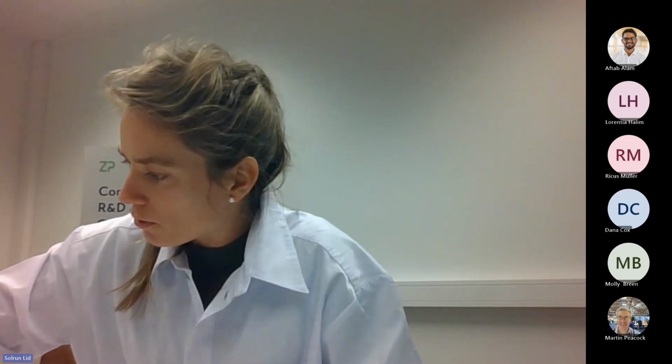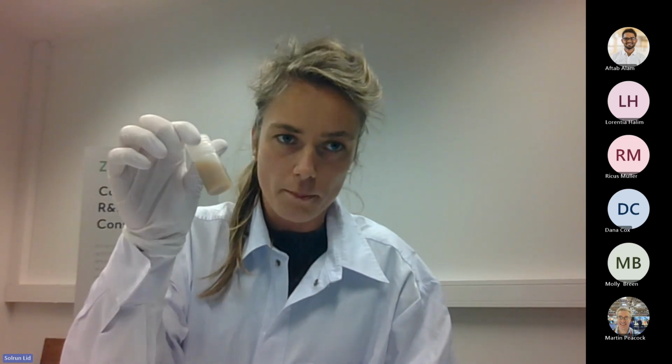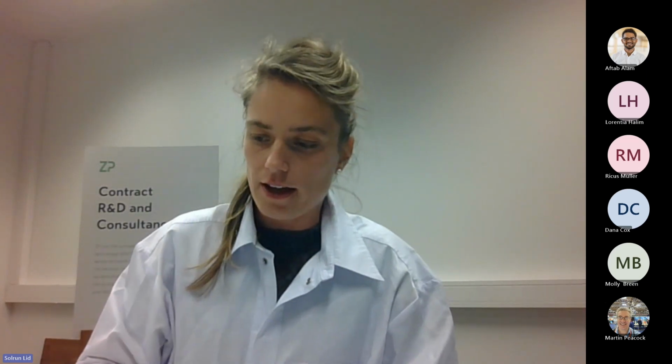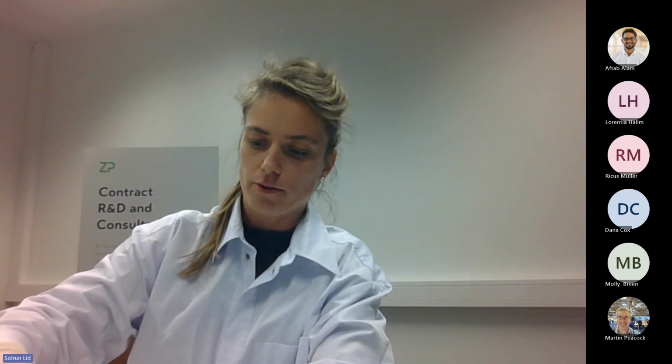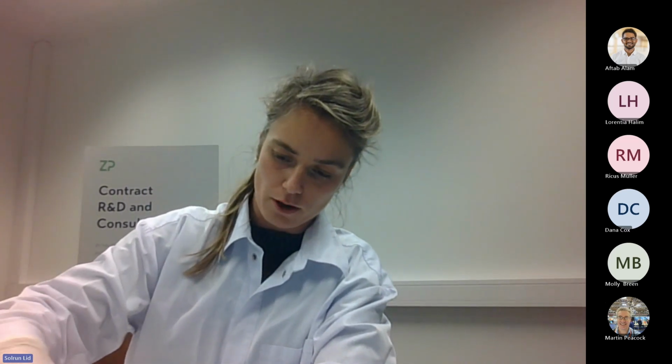So I will quickly make a ginger solution consisting of 1 part of the ginger shots and 9 parts of ginger buffer, which gives us a 1 to 10 mixture ratio. So I will add 900 microliters of this buffer, and I will show you like this. So it's see-through, almost looks like water. And then I will add 100 microliters of the ginger shot.